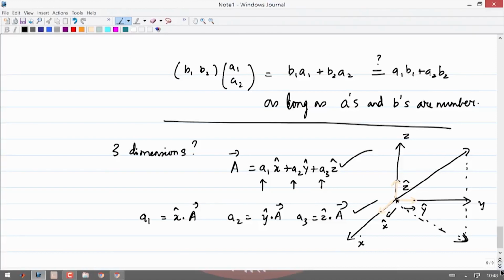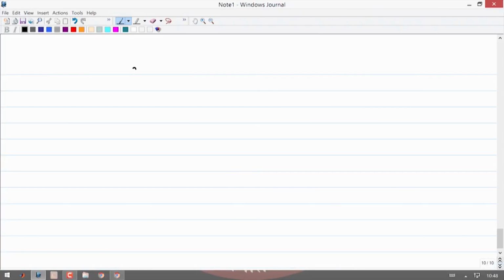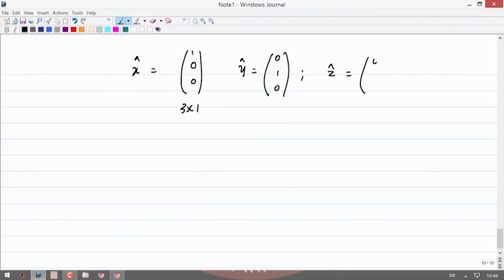Therefore, how do we represent this in terms of matrices? Very simple. You write x as a matrix with 3 rows and 1 column, with the first row being 1, and the second and third rows being 0. Likewise for y: 0 1 0, and for z you have 0 0 1. This is an orthogonal coordinate system, meaning that the 3 coordinates or the 3 directions are mutually perpendicular to each other.